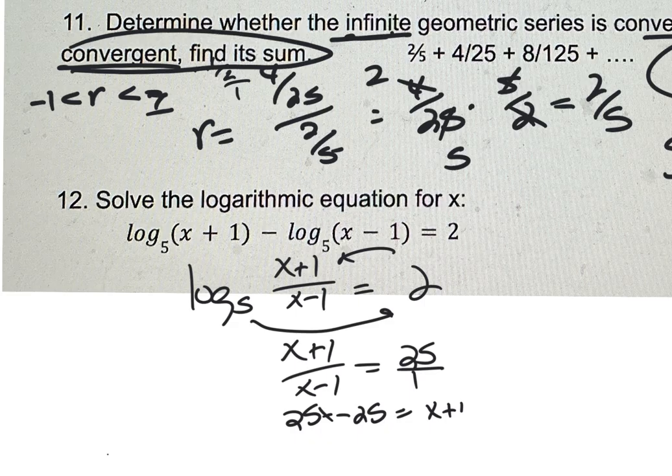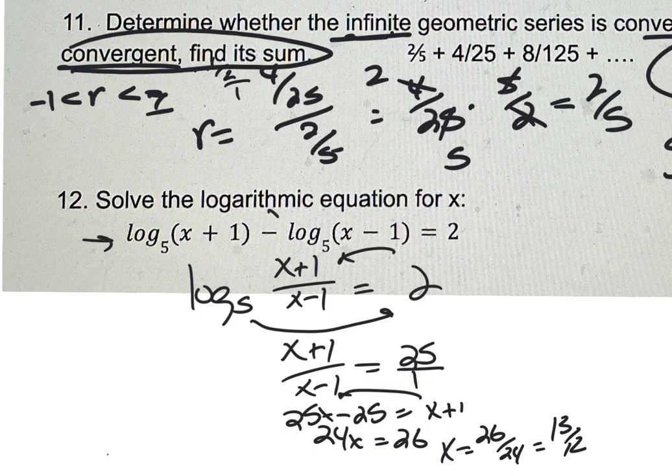And then it's going to solve that. I'm moving this x over, moving the 25 over, divide by 24. I get 26 over 24, which is really 13/12. Now, don't forget, anytime you have logs in your equation, you got to check. And by check, I mean your logs have to be positive.